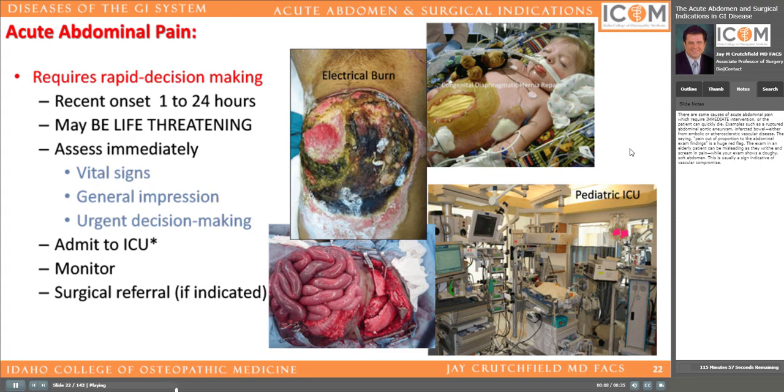There are some causes of acute abdominal pain which require immediate intervention, or the patient can quickly die. Examples are a ruptured abdominal aortic aneurysm, infarcted bowel either from an embolus or atherosclerotic vascular disease. The saying, pain out of proportion to the abdominal physical exam, is a huge red flag. The exam in an elderly patient can be misleading as they writhe and scream in pain, while your exam shows a doughy, soft abdomen. This is usually a sign indicative of vascular compromise.